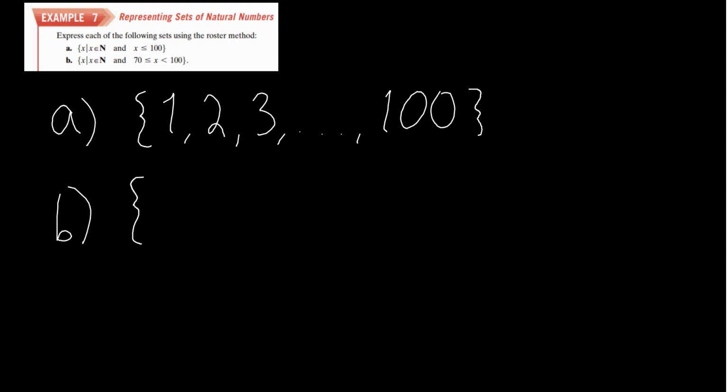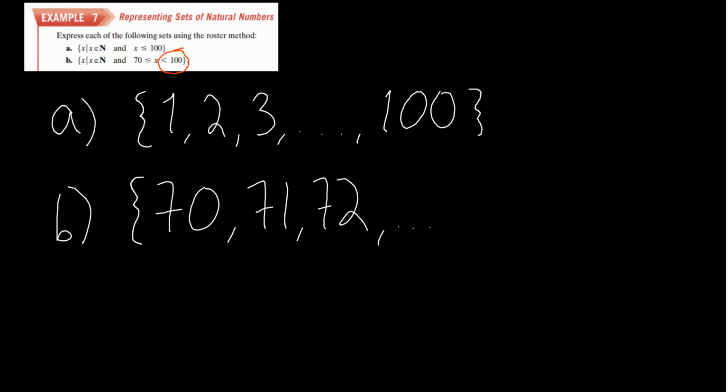So we're going to start at 70, and then we go to 71, and then 72. And again, I'm not in a hurry to write all the way to 100, so I'm going to do comma, dot, dot, dot. All right, but we're actually not going to 100 now, are we? Because in this particular problem, we are going to be strictly less than 100. Okay, so we're only going to be going to 99, comma, 99. Okay, and that was representing the set of natural numbers.